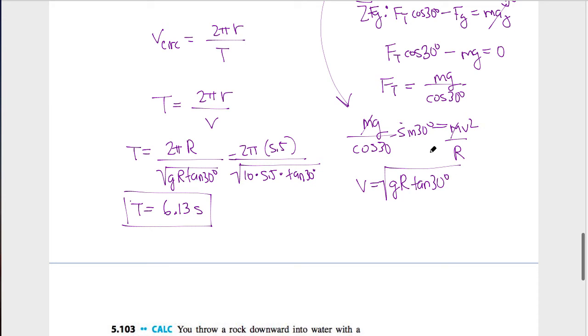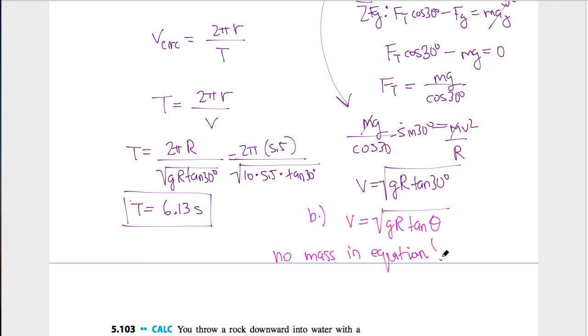So in fact, if I look at this equation that I end up with that I can rewrite, I'm going to say B right here, I have v equals the square root of g R times tangent of 30. Well, what if instead of 30 it's just theta? Hopefully you notice that there is no mass in this equation. Now what does that mean? That means that the angle does not depend on the mass or weight of this person.